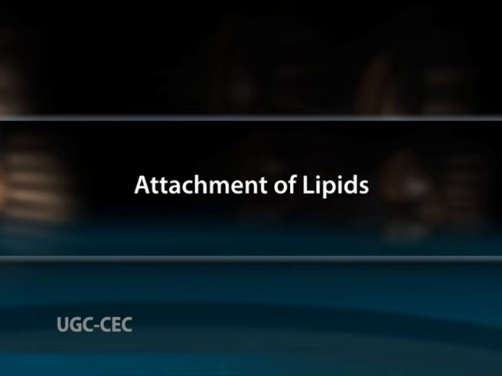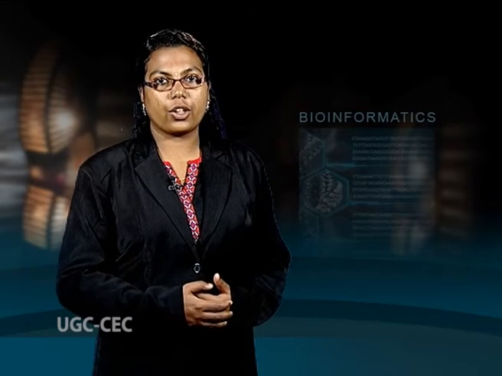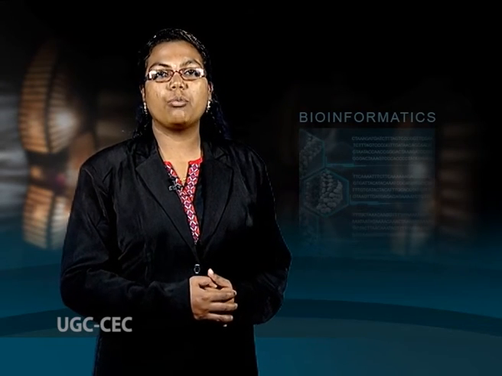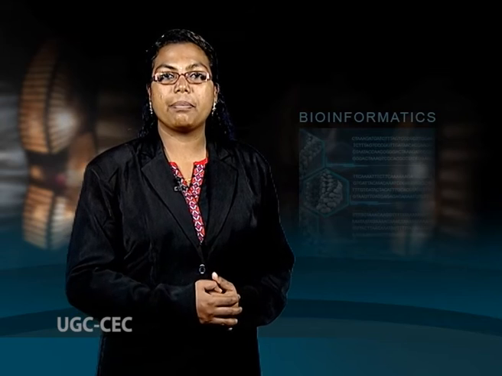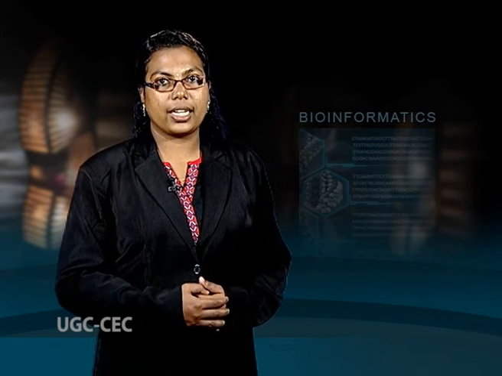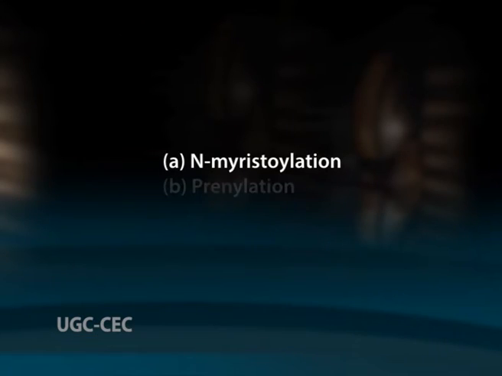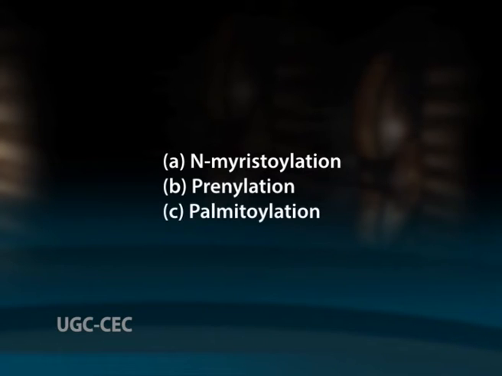B. Attachment of lipids. In eukaryotes, the protein molecules targeted to the plasma membrane are modified by the attachment of lipids to the growing polypeptide chain. Generally, there are three types of lipid additions: A. N-myristylation, B. Prenylation, C. Palmitylation.